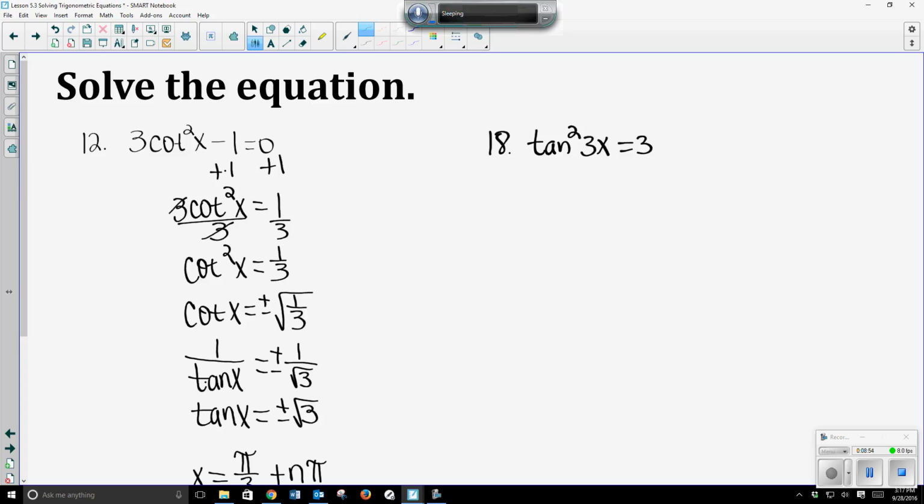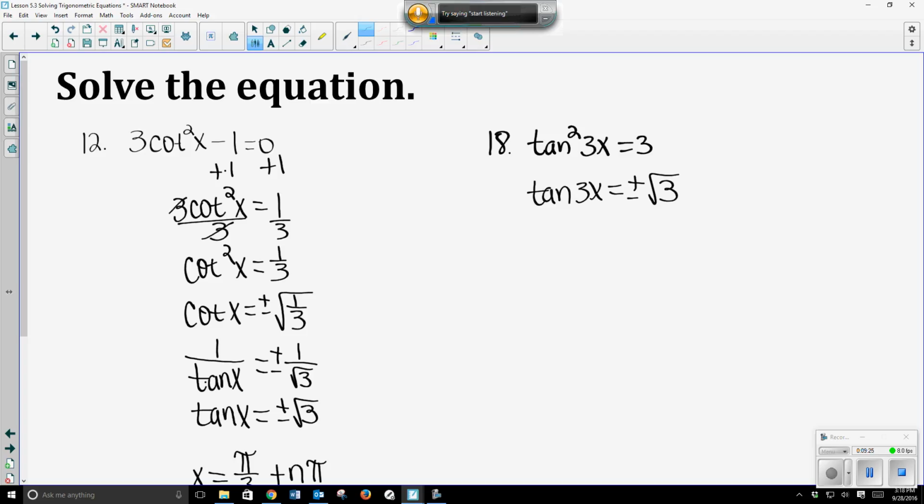Number 18. Okay, this one's a little bit different because we have 3x instead of just x. For this one, we're going to treat 3x like it's the angle. So we'll solve for tangent of 3x. So we have to take the square root of both sides. So the tangent of 3x is equal to plus or minus the square root of 3.